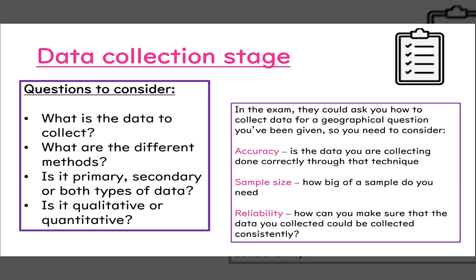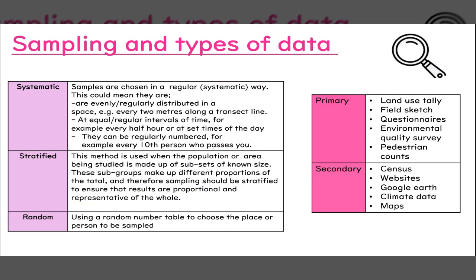You need to think about the accuracy. So is the data you are collecting done correctly through that technique? So could something have gone wrong if you use a certain technique? So if we think about our own, when we put the measurement, the ruler stick into the sand, the sample size, how big of a sample do you need? And the types of sampling, and then the reliability. Could you repeat that data and it be consistent every time? So your different sampling types you could have is systematic. So you would do that in a regular or systematic way.